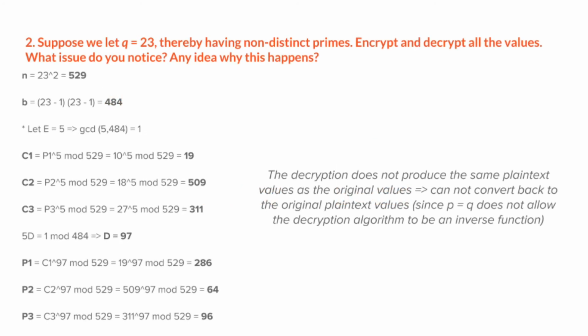So the decryption does not produce the same plain text values as the original values, which means the algorithm is simply not working. This is because when P is equal to Q, it does not allow the decryption algorithm to become an inverse function of the encryption function. That is why we get invalid results, which means if P is equal to Q, the RSA algorithm will not work.